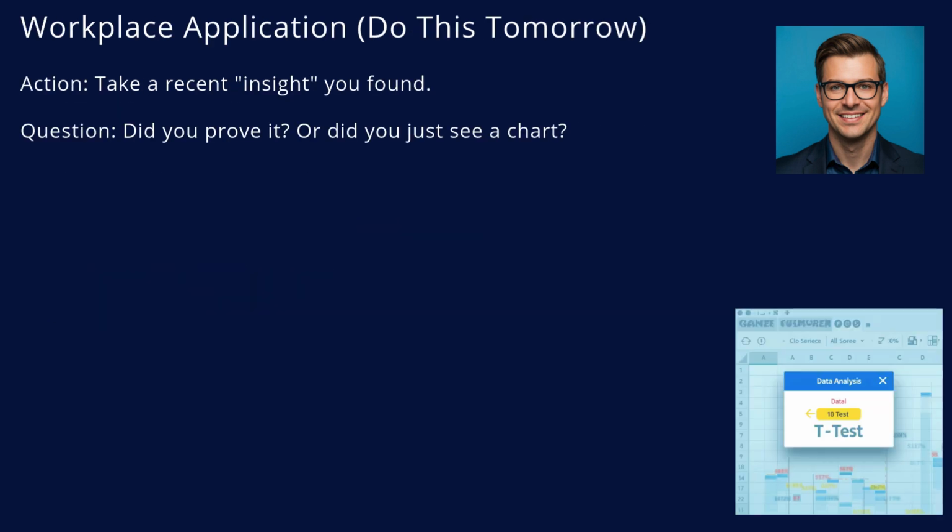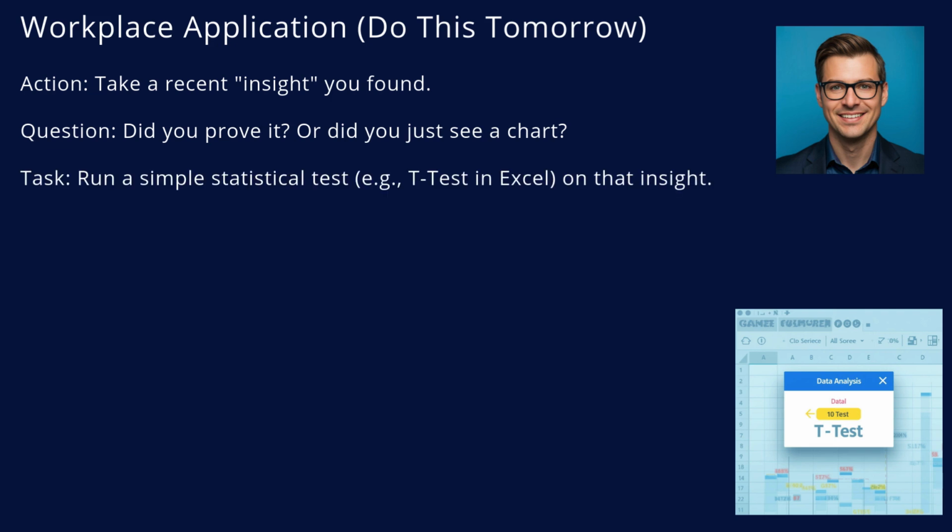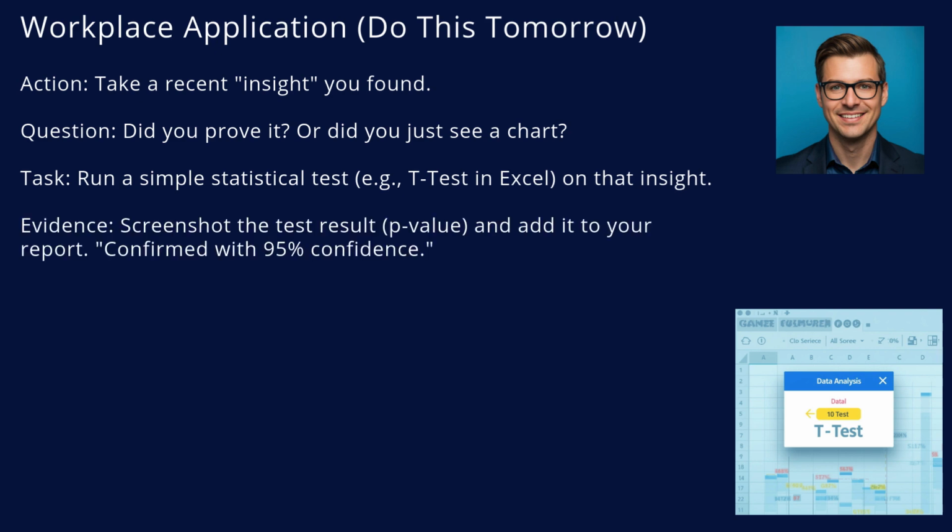Take a recent insight or pattern you found in your data. Ask yourself honestly, did I actually prove this, or did I just see a chart that looked about right? Your task is to run a simple statistical test on that insight. You can do a t-test right inside Excel. For your evidence, screenshot that test result, specifically the p-value, and add it to your report with the caption, "Confirmed with 95% confidence." This instantly elevates your work from opinion to analysis.